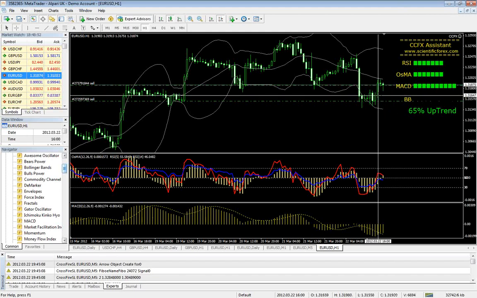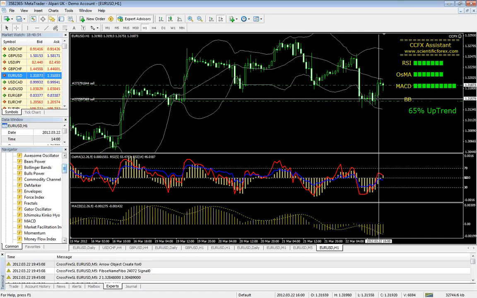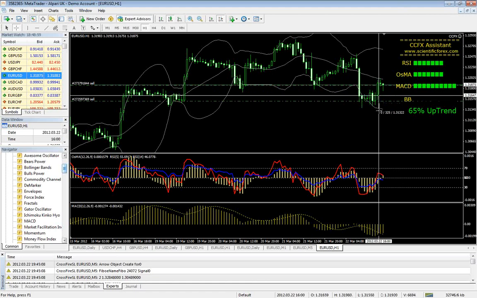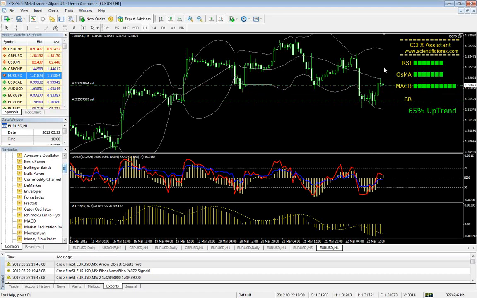And what it does, it will give you a pop-up window with a buy signal. Stop loss will be the lower Bollinger Band, 31 points, plus extra 3 pips for safety. And the take profit will be a 1 to 2 risk-reward ratio. If you want a different risk-reward ratio, you can customize that in properties. I'll show it to you in a minute. But this is basically what it does.